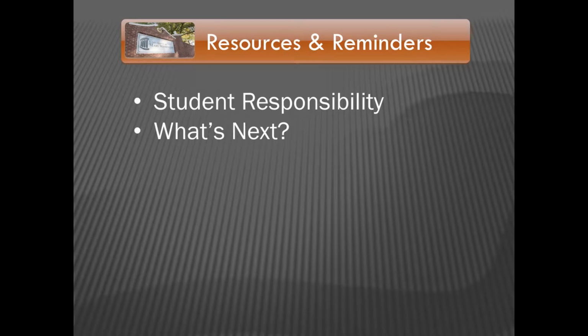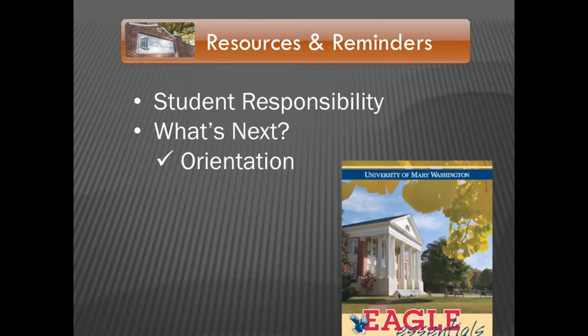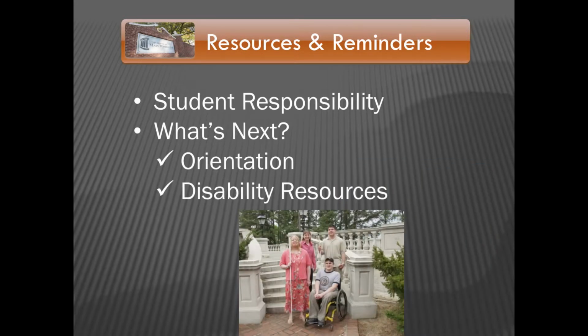After our meeting, you have many other campus resources to prepare you for success at UMW. Consult Eagle Essentials, which will be mailed to you, and calendar the orientation information it provides. New student orientation is January 6th and 7th of 2011, and there are important advising sessions during orientation that you should attend. If you have a documented disability for which you are eligible to receive accommodations, you should schedule an appointment with Disability Resources. The sooner your documentation is on file, the better equipped we will be to help you maximize your potential at UMW.